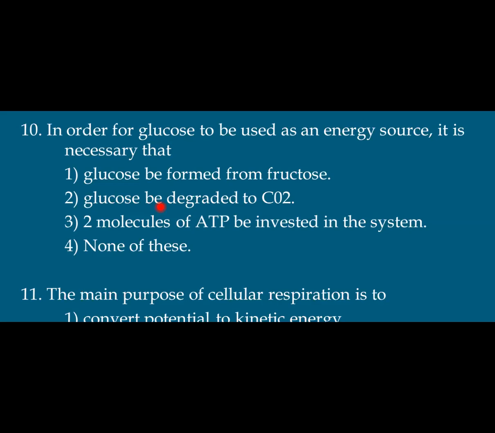It is a 10-step enzyme-mediated process, and if you recall, students, in the initial steps we have to spend 2 molecules of ATP. If a cell does not have these many molecules of ATP, you cannot use glucose as an energy source. Your enzymes will not work in the absence of ATP. So compulsorily you should spend 2 ATP molecules to undergo glycolysis. Then only you can use it as an energy source. Option 3 is the right answer.